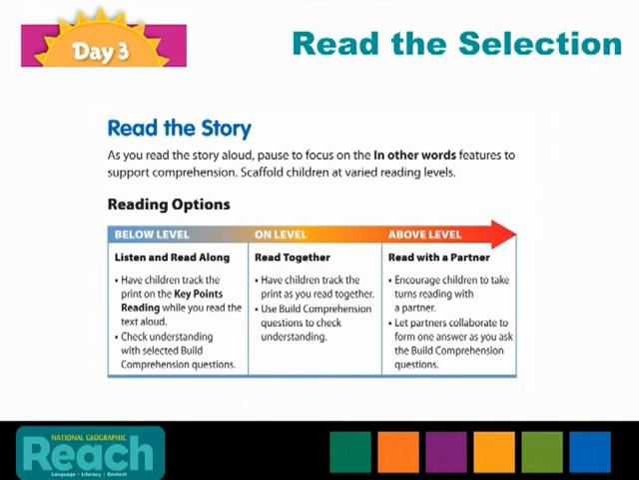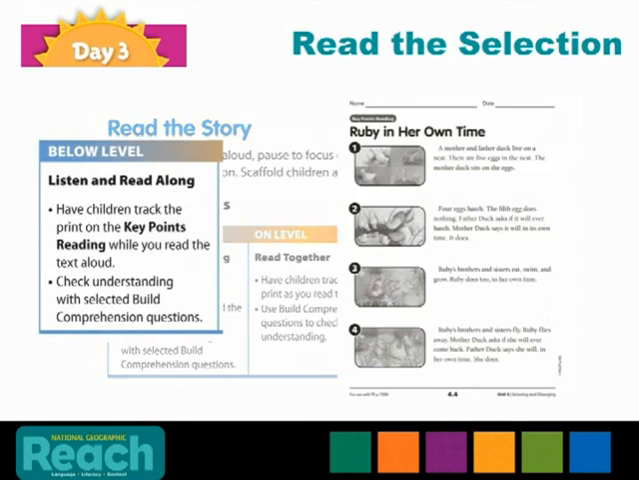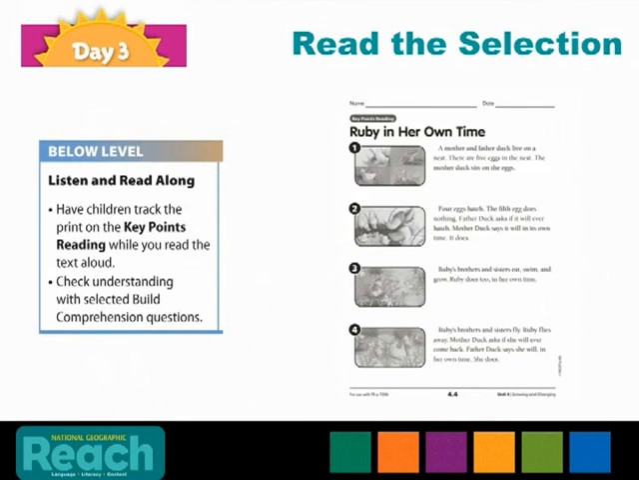As you can see here, Reach also provides support through different reading options for below level, on level, and above level students. Let's take a look at how one teacher, Ms. Gomez, uses these reading options to work with her 3 levels of students. She will use the key points reading with her below-level readers to have them track print while she reads aloud to them, so that they can begin to acquire print knowledge.